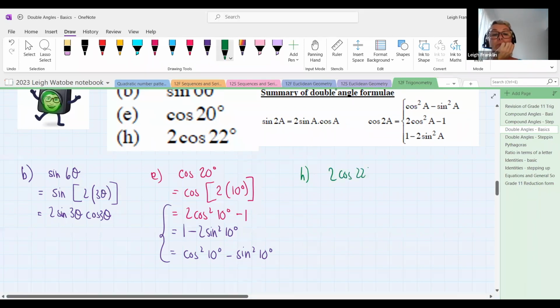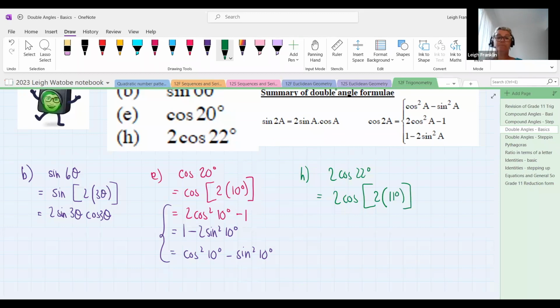Okay, ma'am. At H, I said 2 cos, bracket, 2 and then 11 degrees, and then I closed the square bracket. And then I multiplied the 2 in front of the cos with the 2 inside the bracket, and I wrote 4 cos 11 degrees minus 1. Okay, so 2 times 2 cos squared 11 minus 1.